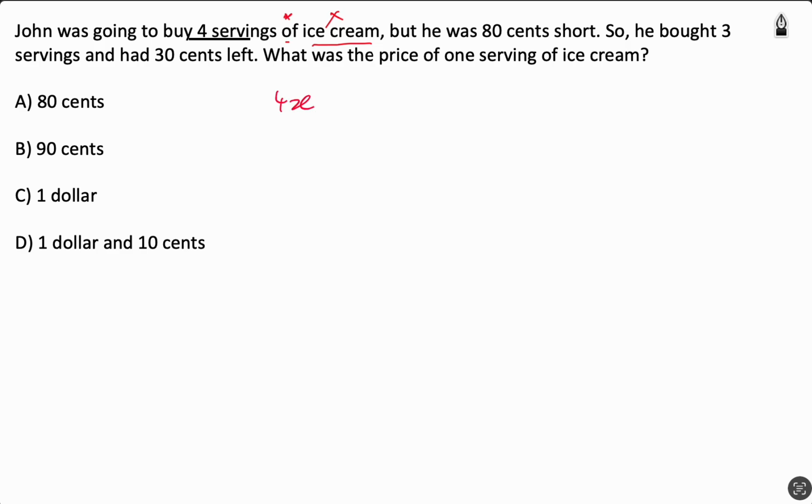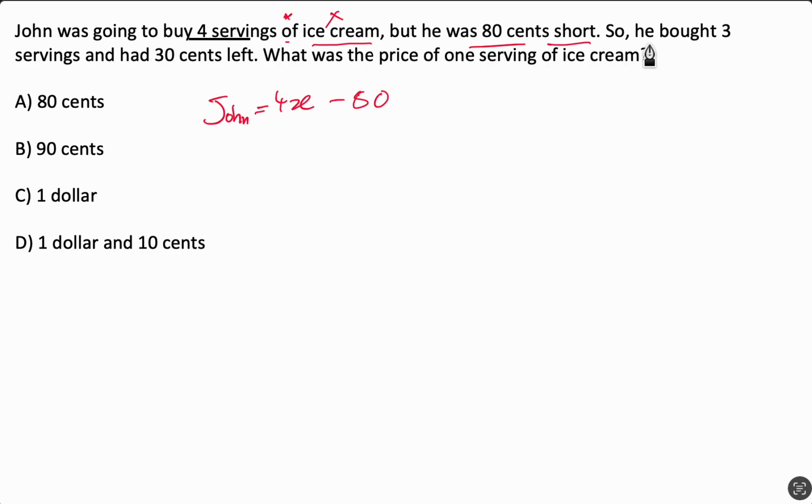So if he was going to buy 4 ice creams, 4X, he's short 80 cents, right? So he does not have enough. So 4X minus 80. If he was going to buy 4 ice creams, then he's short by 80 cents. So this is John, right? This is the formula if he was going to buy 4 servings of ice cream. So first we tackle this whole sentence here.